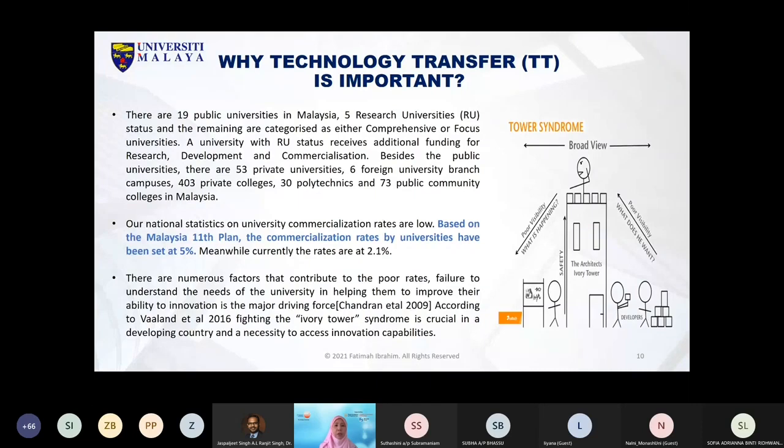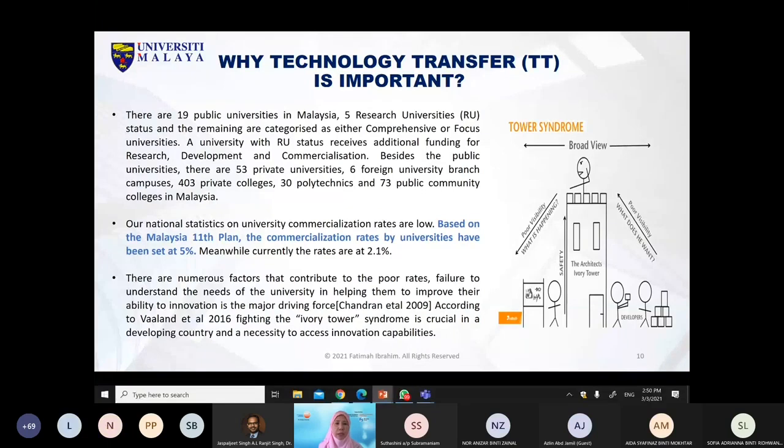And according to our national statistics, university commercialization rates are very low. Based on the Malaysian 11th National Plan, the commercialization rate by universities has been set at 5%. However, we only reach about 2.1%. So this is very sad, right? So what are the numerous factors that contribute to the poor rates?